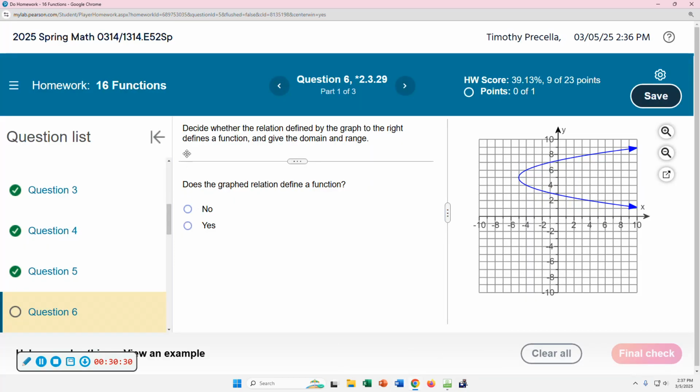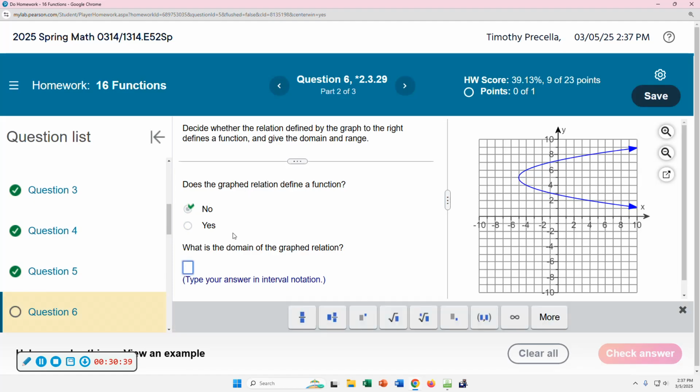Oh, wait a minute. What did y'all say? Is it a function? No. Oh, what? Not even ask for the domain. Yeah, it does. Okay. So the domain, we use a left bracket, negative 5, comma, infinity, right parenthesis.